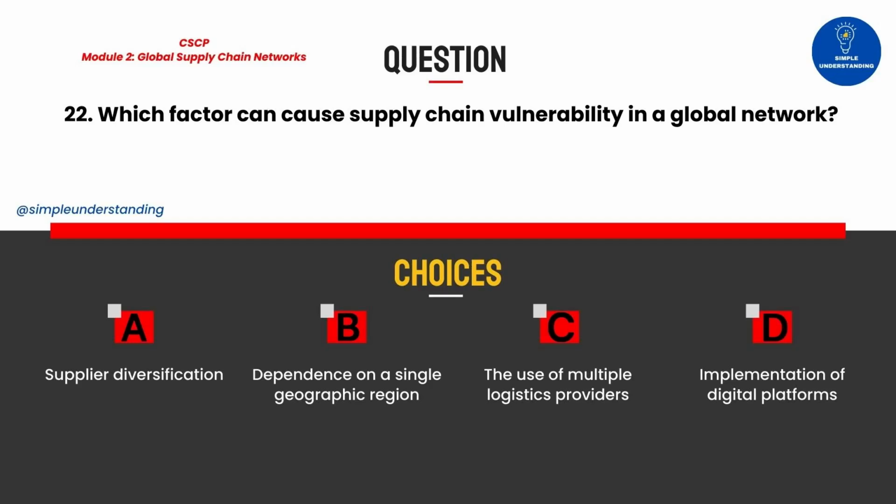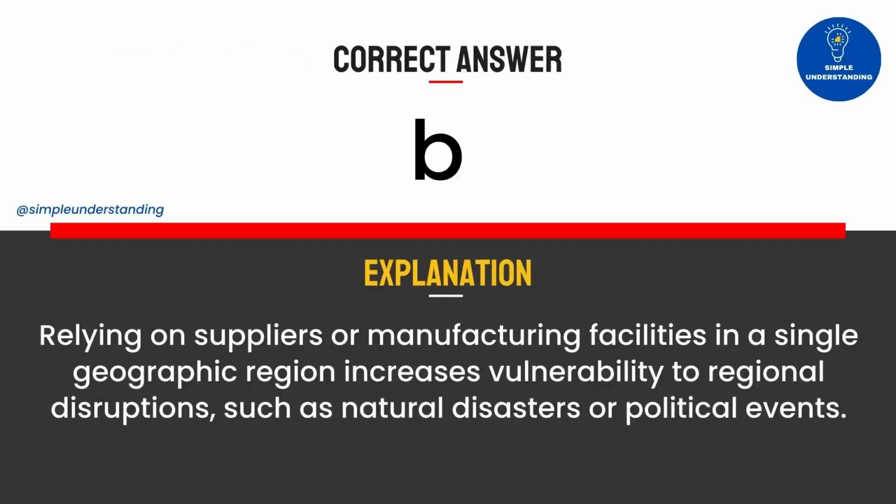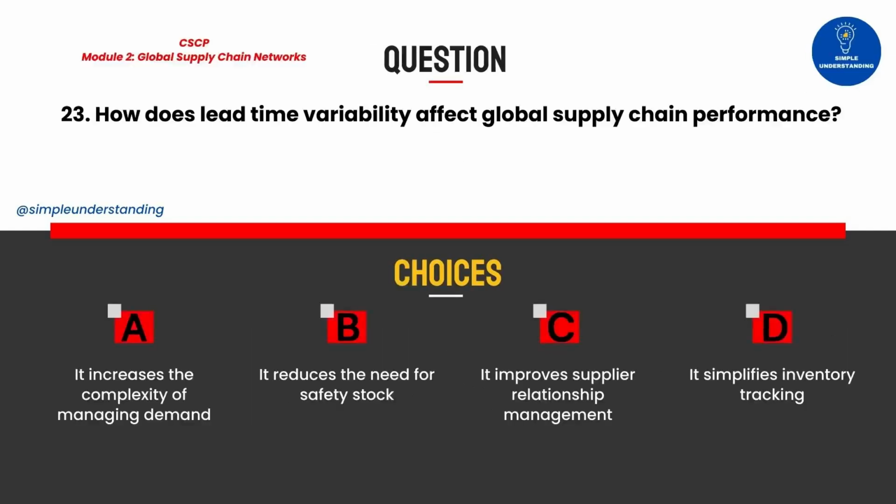A. Supplier diversification. B. Dependence on a single geographic region. C. The use of multiple logistics providers. D. Implementation of digital platforms. Correct answer: B. Explanation: Relying on suppliers or manufacturing facilities in a single geographic region increases vulnerability to regional disruptions, such as natural disasters or political events. 23. How does lead time variability affect global supply chain performance?